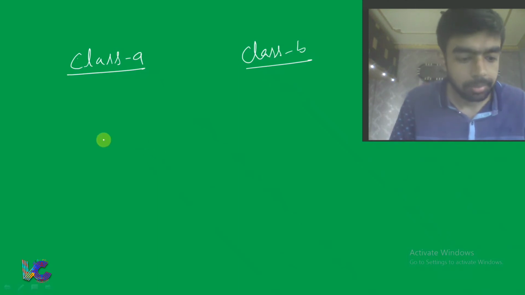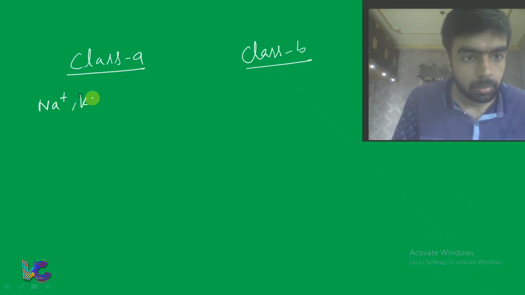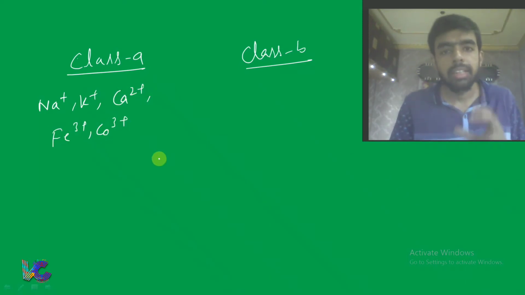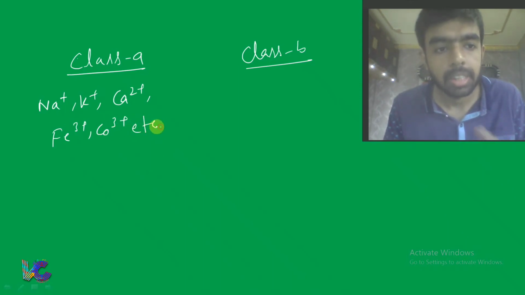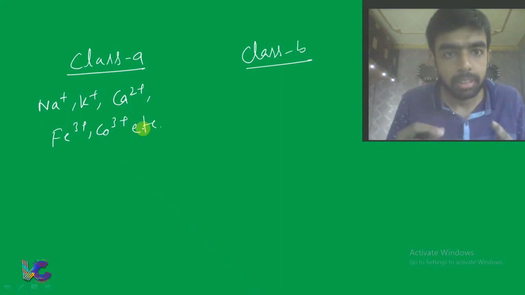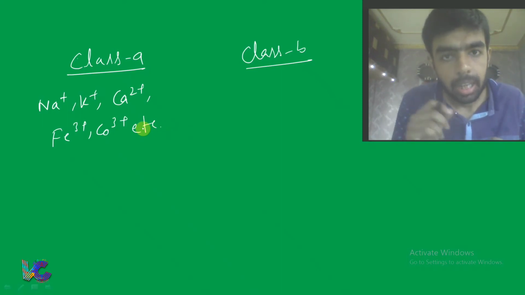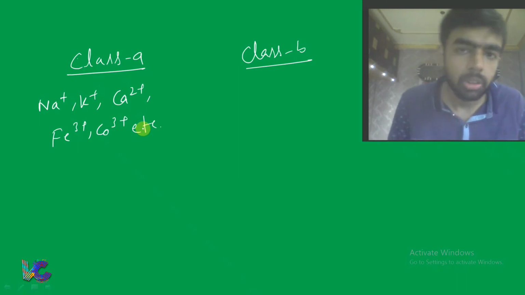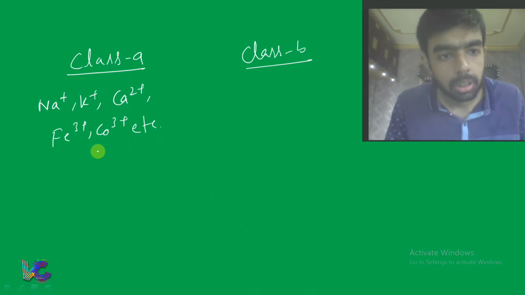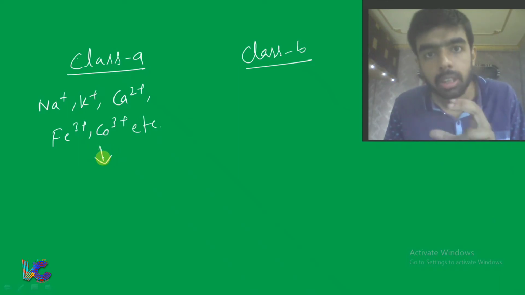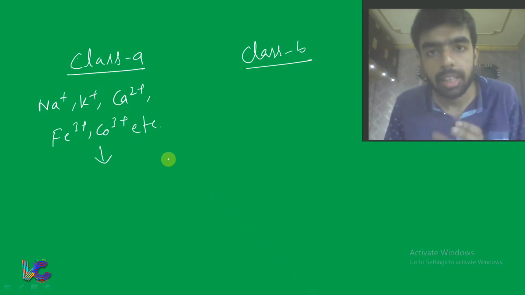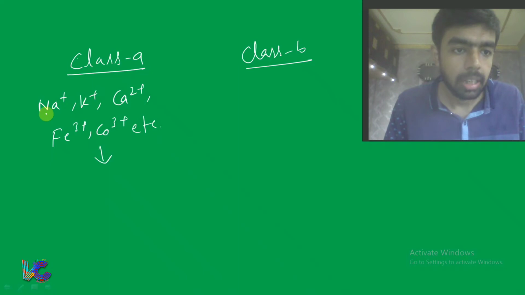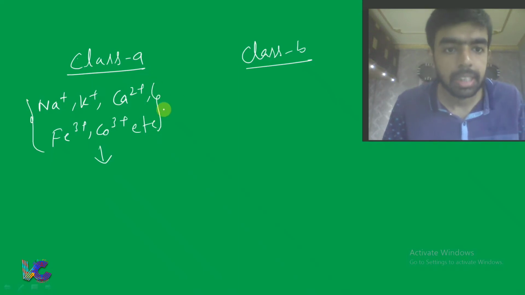Now under class A you have Na plus, K plus, Ca2 plus, Fe3 plus, cobalt 3 plus, etc. That means you have alkali and alkaline earth metals, and you have the high positive oxidation state of the first row transition metals. These metals categorized under class A are generally hard in nature.